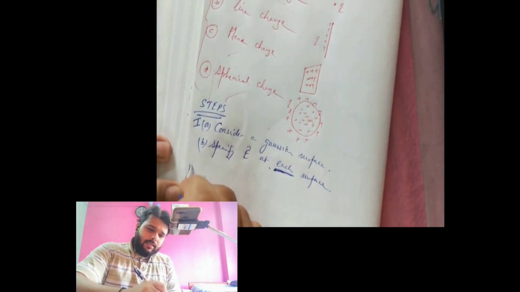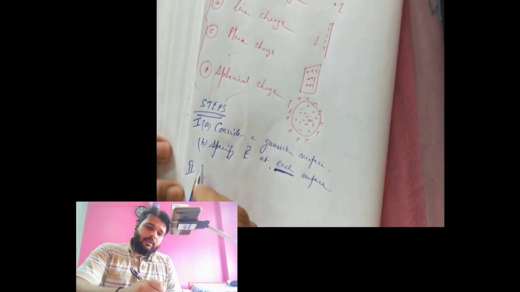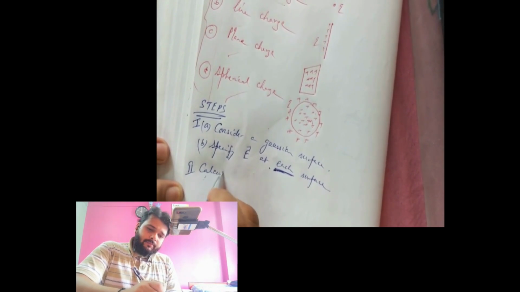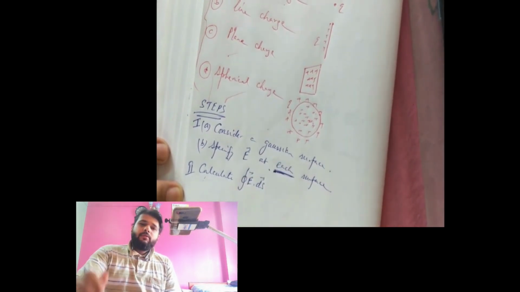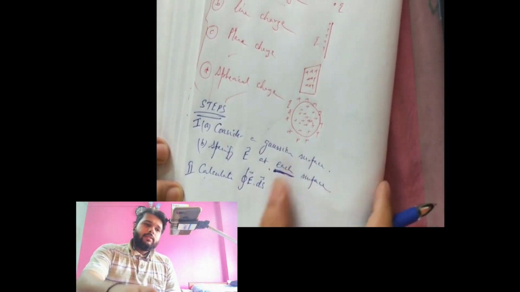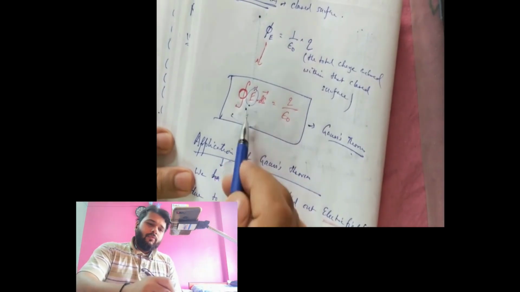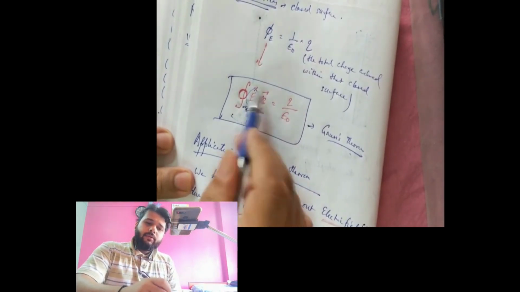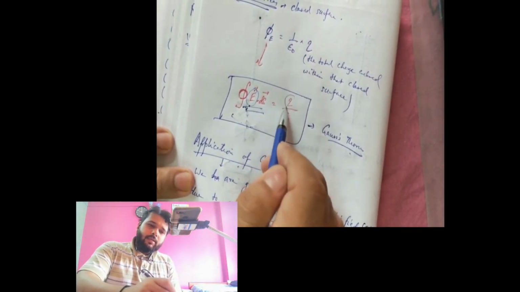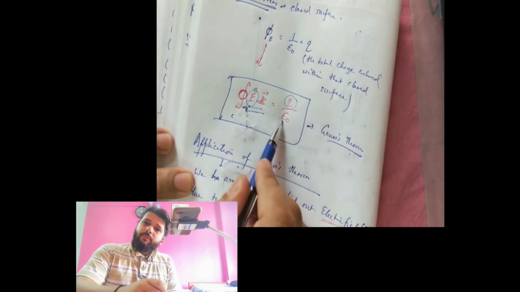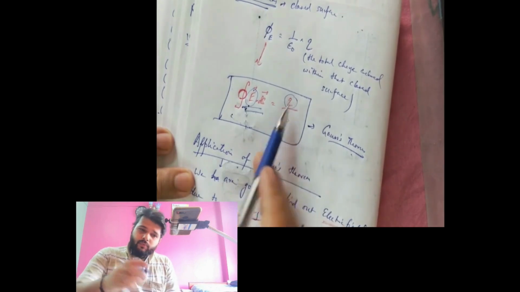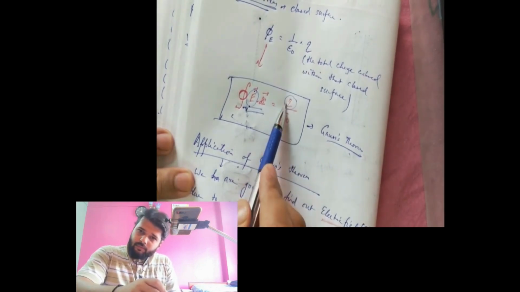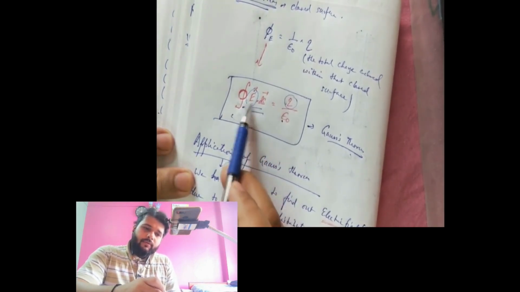Okay, next, the second step is calculate E dot ds. We have to calculate E dot ds, because in Gauss's theorem what do we have to find? The value of E dot ds, and the total charge. Epsilon naught is the permittivity of free space. This is constant. So we have to find the total charge Q enclosed within the closed surface, and the value of E dot ds.